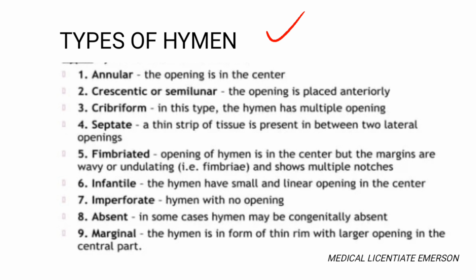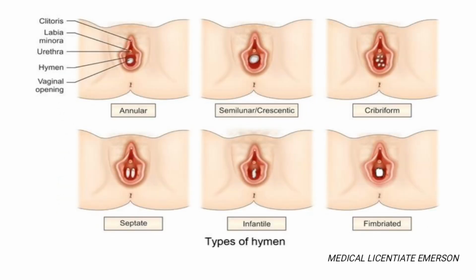Then you can also have an absent hymen. In some cases the hymen may be congenitally absent. It's just not there. Then you can also have a marginal hymen, where the hymen is in the form of a thin rim with a larger opening in the central part. So it's just covering the margins. So these are the types of hymen.